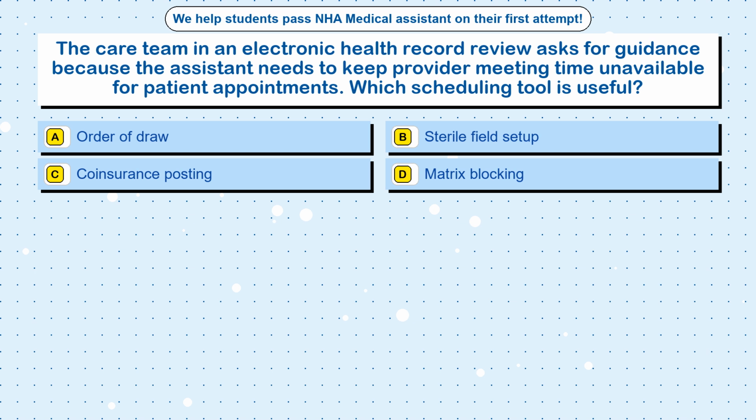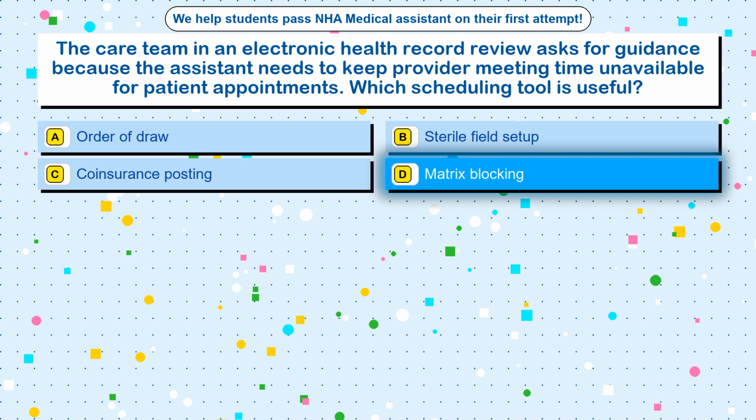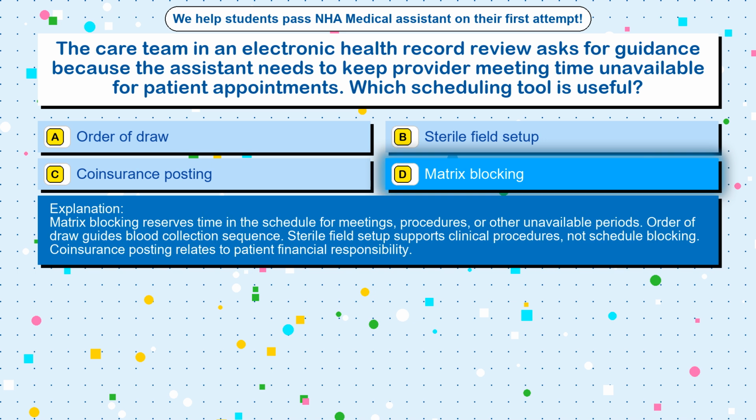Matrix blocking. The correct answer is option D. Matrix blocking. Matrix blocking reserves time in the schedule for meetings, procedures, or other unavailable periods. Order of draw guides blood collection sequence. Sterile field setup supports clinical procedures, not schedule blocking. Coinsurance posting relates to patient financial responsibility.